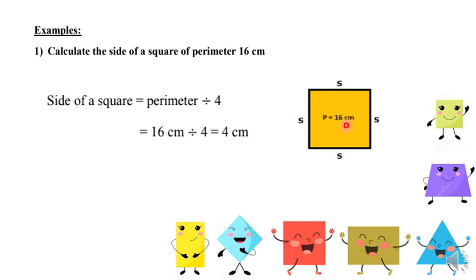To find the perimeter, we multiply the side by 4. And if you want to find this side, given the perimeter of the square, we divide it by 4.